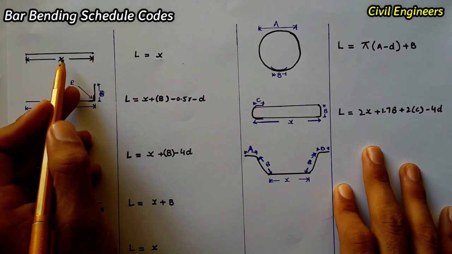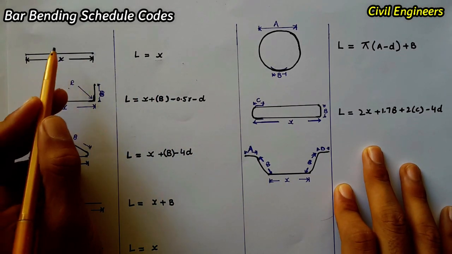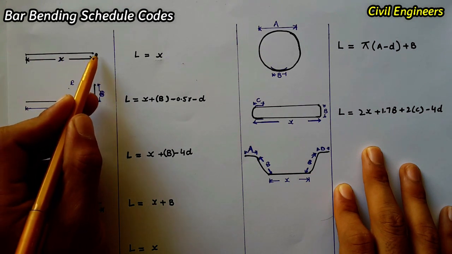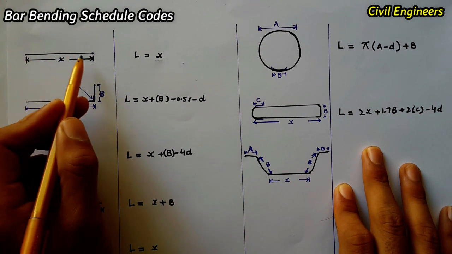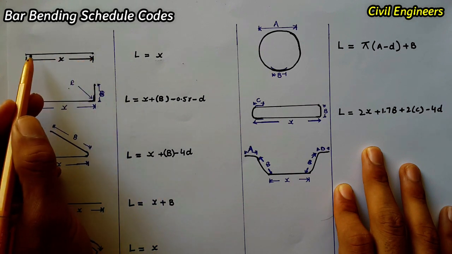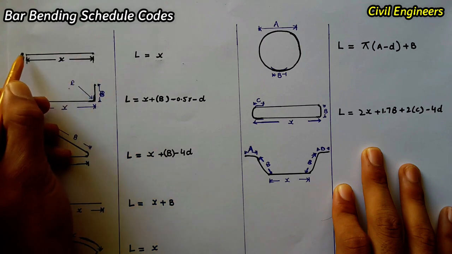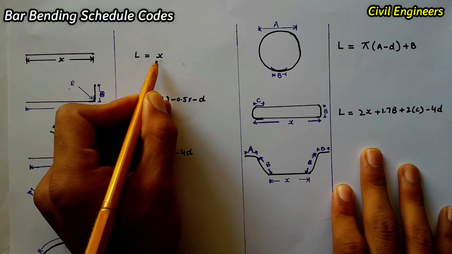So the first code is for the first shape, which is just the simple length of the steel, straight steel. So L is equal to X. This is the first code, from this point to this point. So this is X, so L is equal to X.